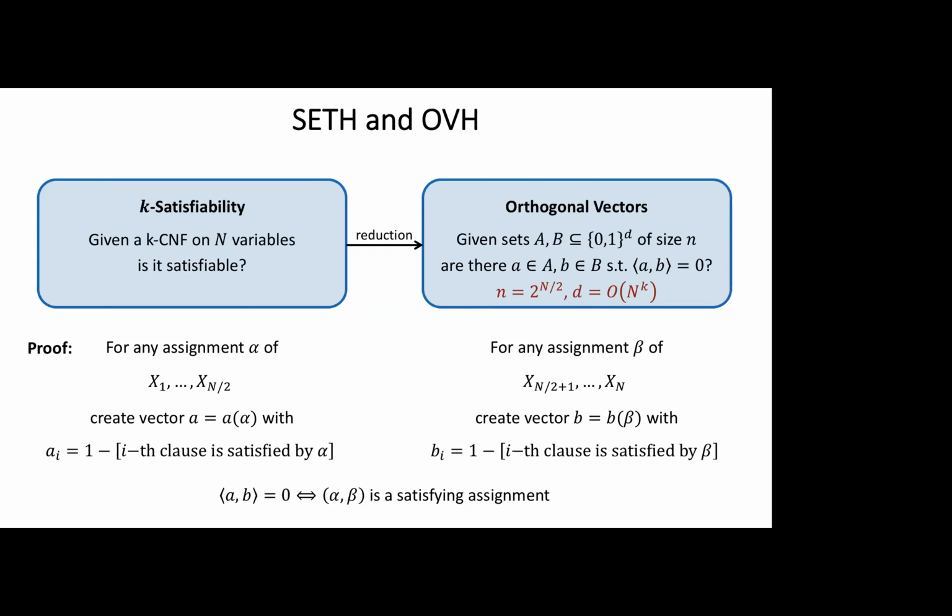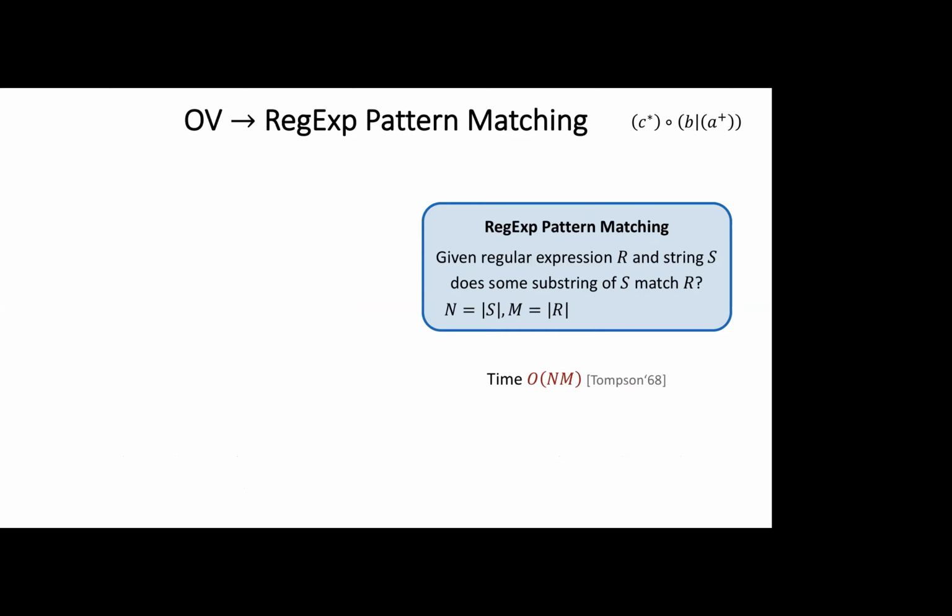So it might be a bit weird to see this for the first time because it's a reduction from an exponential time problem to a polynomial time problem, but not much is going on. So in the end, it's a simple reduction. But let me not focus on this fine-grained complexity background here, but let me go to actually some string problems. Let me show you a lower bound for regular expression pattern matching.